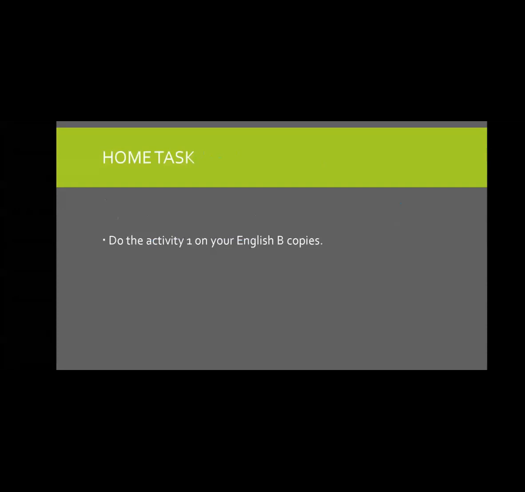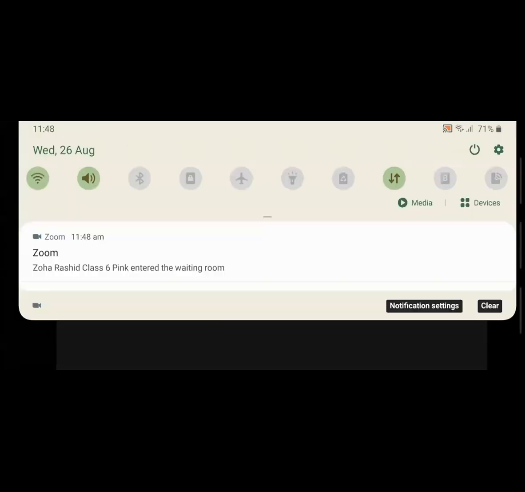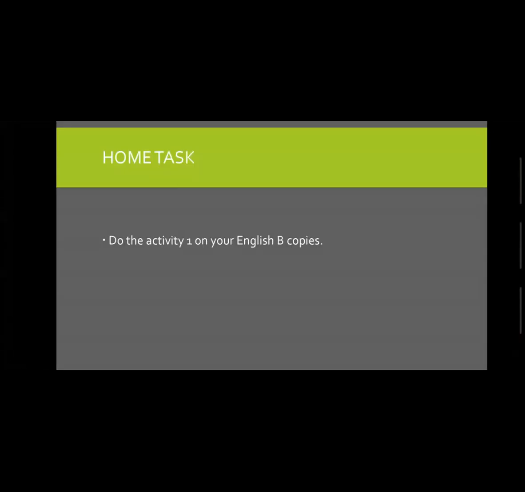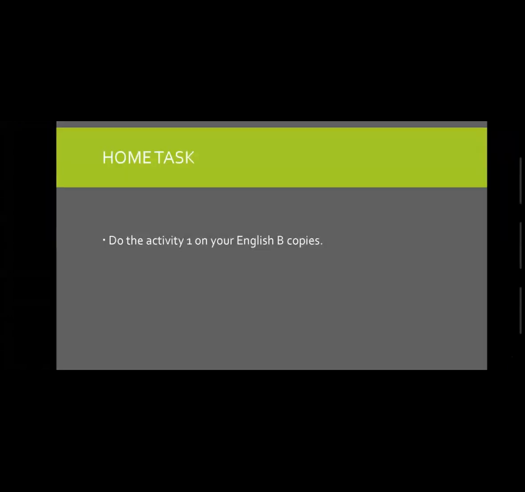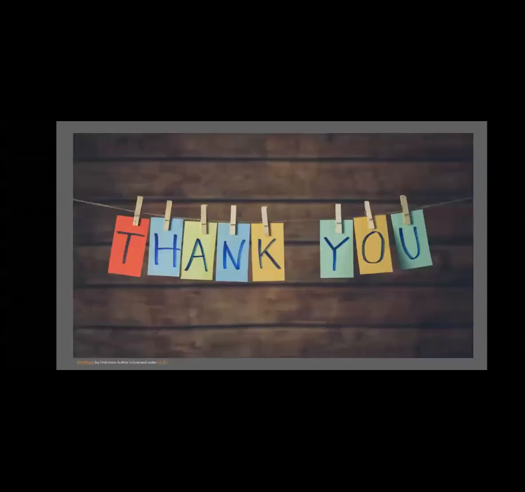This is it for today. This is your diary of today. Do activity 1 in your English B copies. Please note down your diaries. Hopefully you have all noted down your diaries.